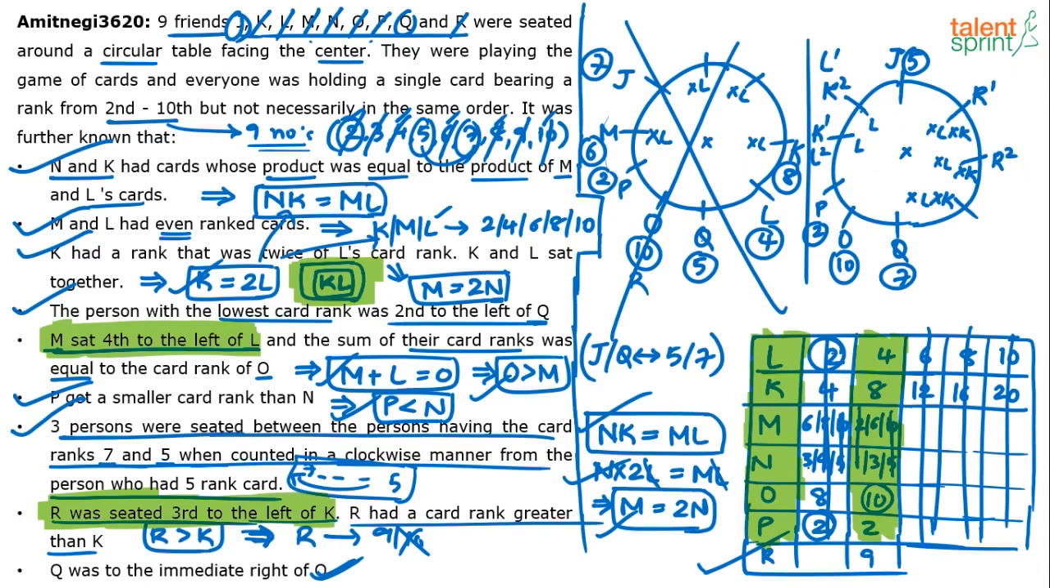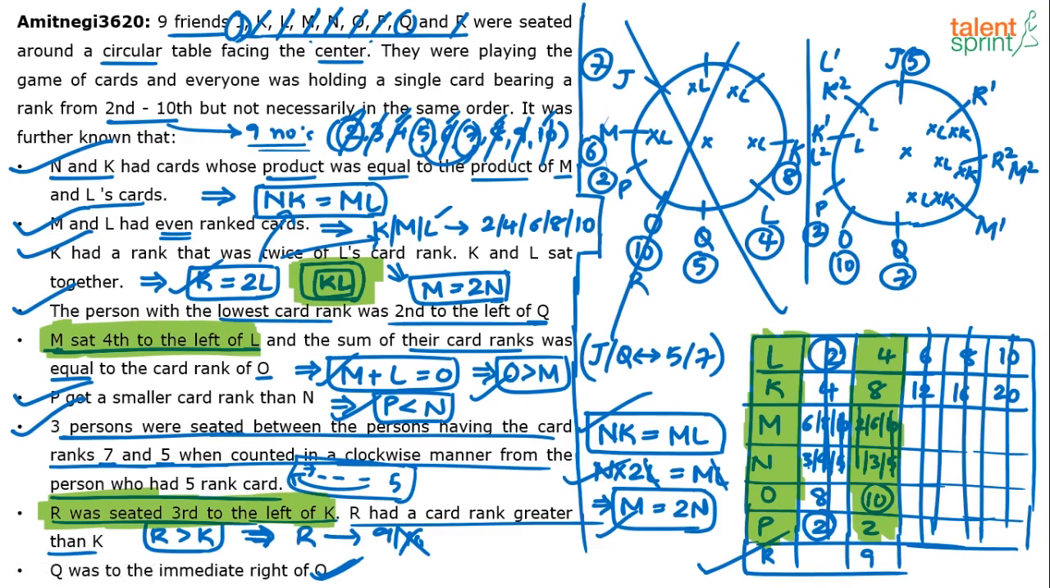Now I think M will be the deciding factor. M sat fourth to the left of L. Let's take L1. First, second, third, fourth. M will come here, M1, because I'm taking L1, accordingly denote M1, right? If you take L2, where will M come? M is fourth to the left of L. So if I take L2, first, second, third, fourth, this should be M2. Now that gives me the final answer.